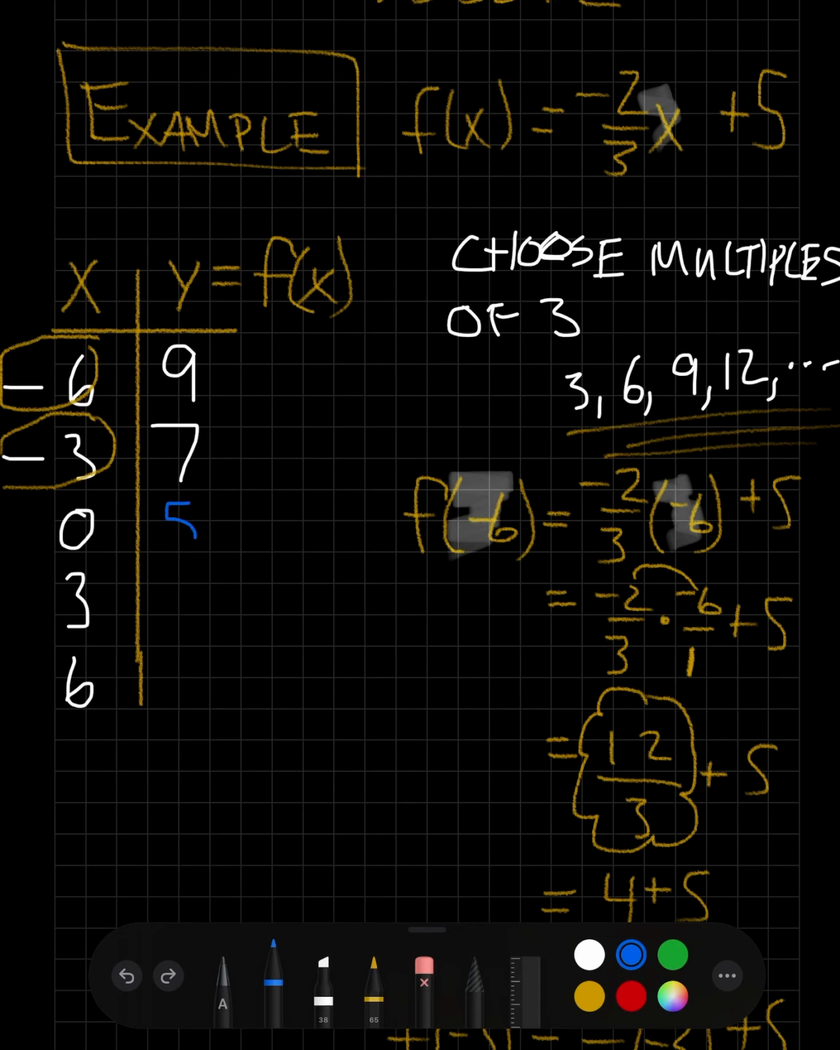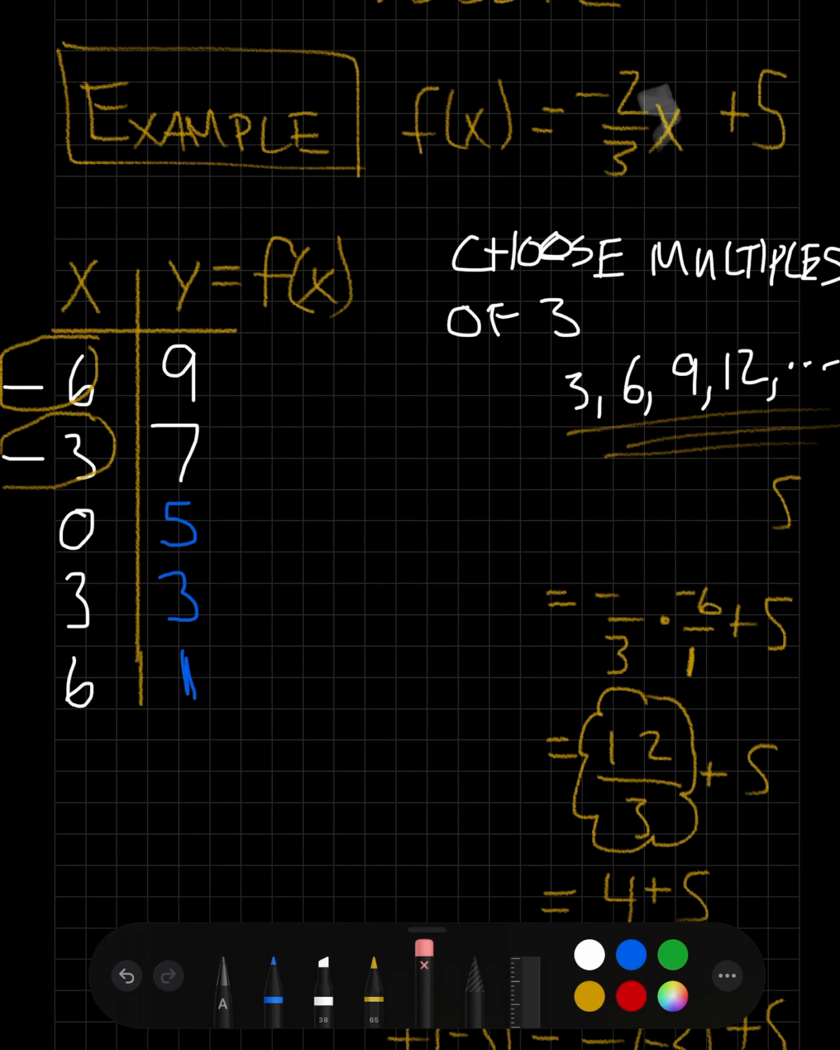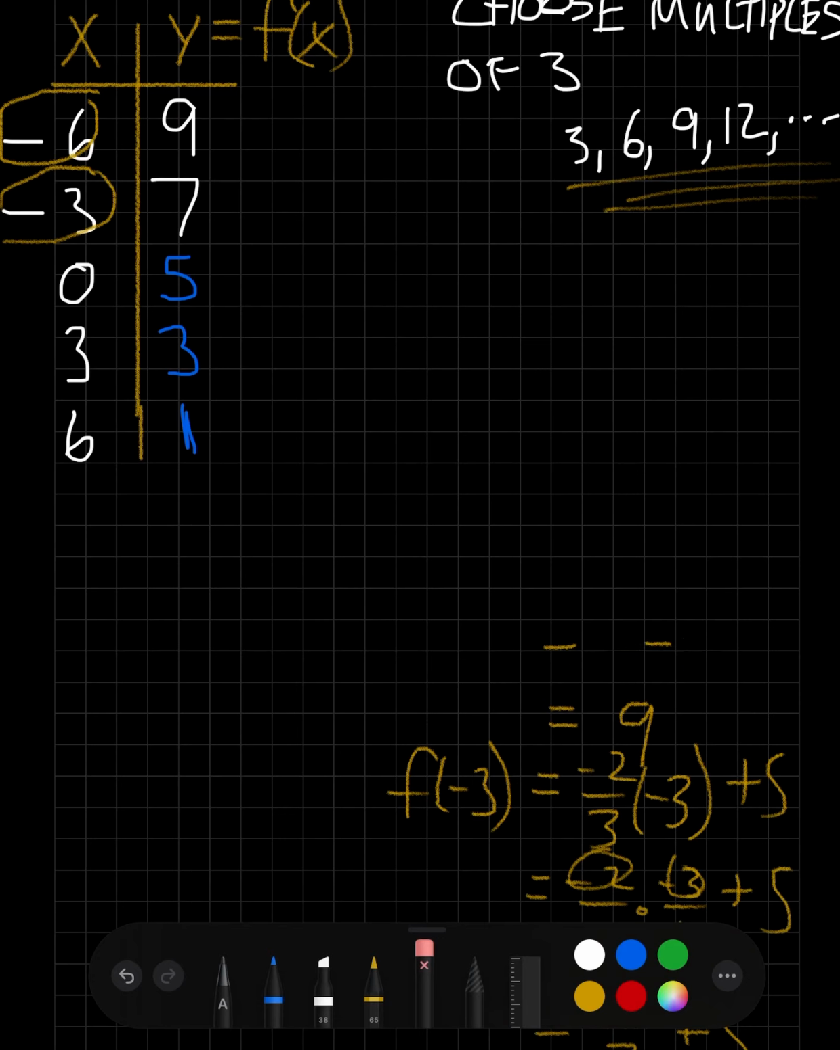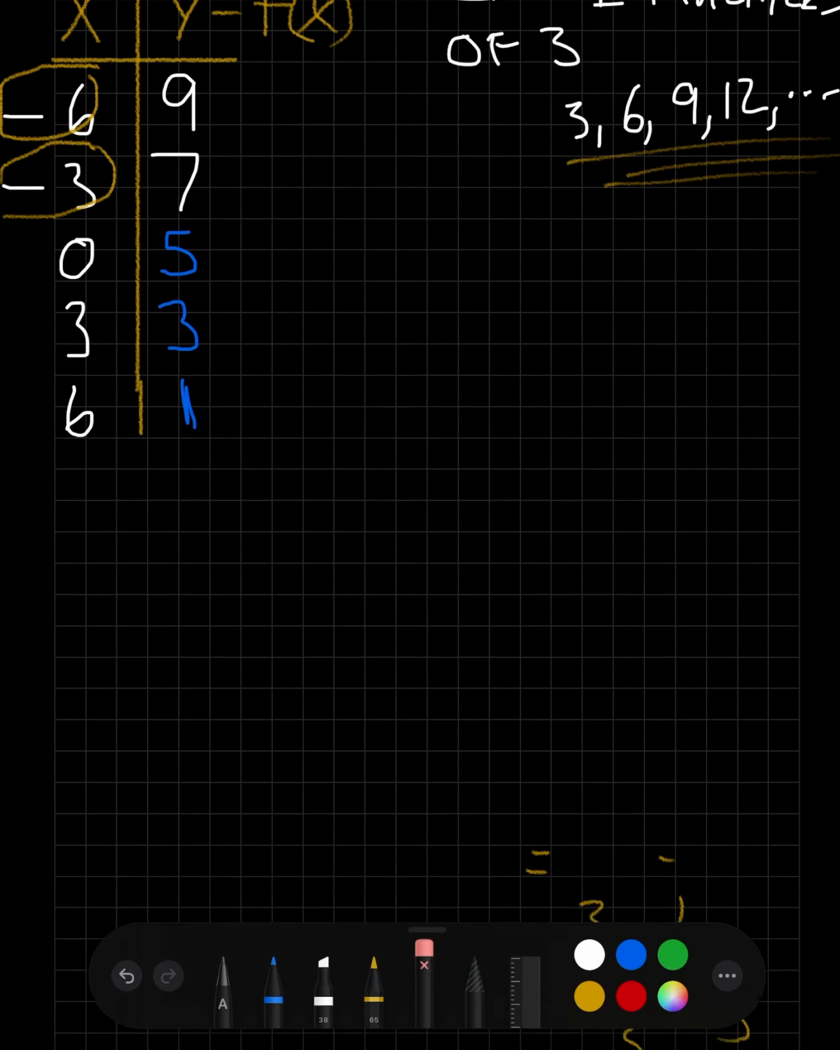So if you plug in 0, your output will be 5. If you plug in 3, your output will be 3. And if you plug in 6, your output will be 1. I'm going to erase this work to the side here because I have a point to make. And I want to graph this line. Goodness gracious, we ought to graph this line. I'll plot those points for us, and you'll be able to see the line take shape, and it'll be beautiful.